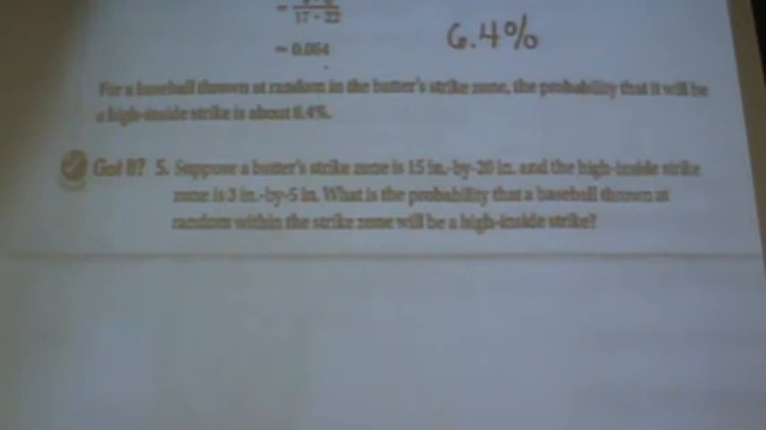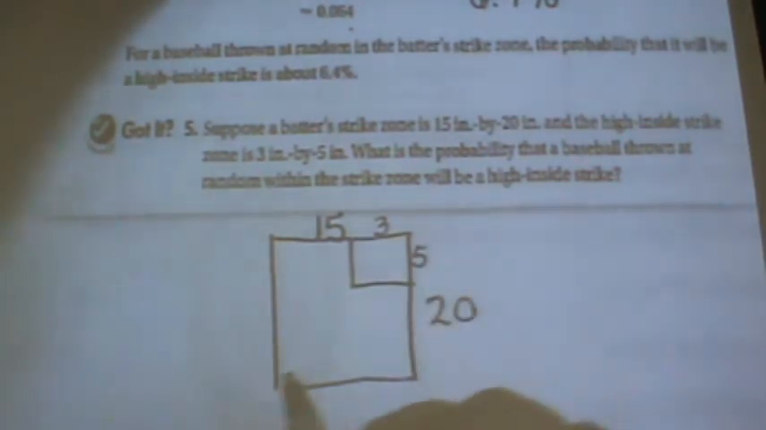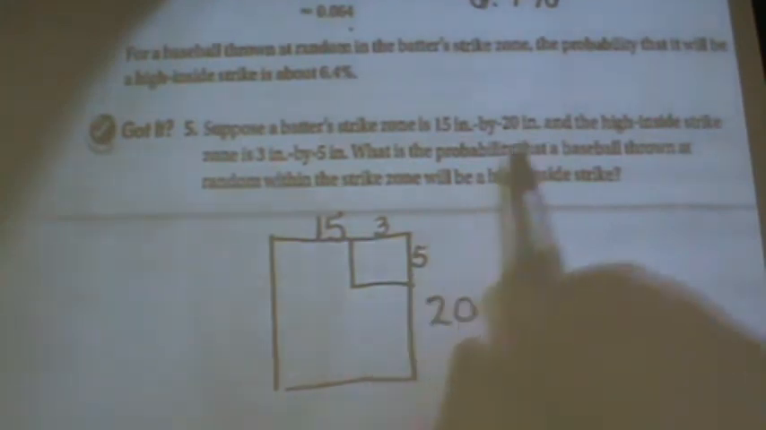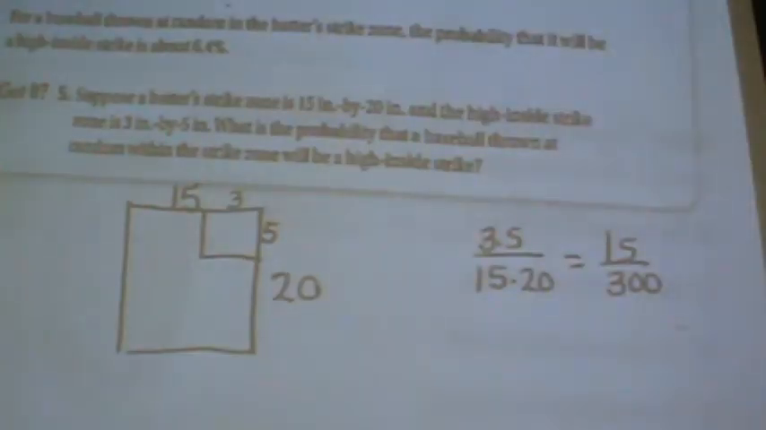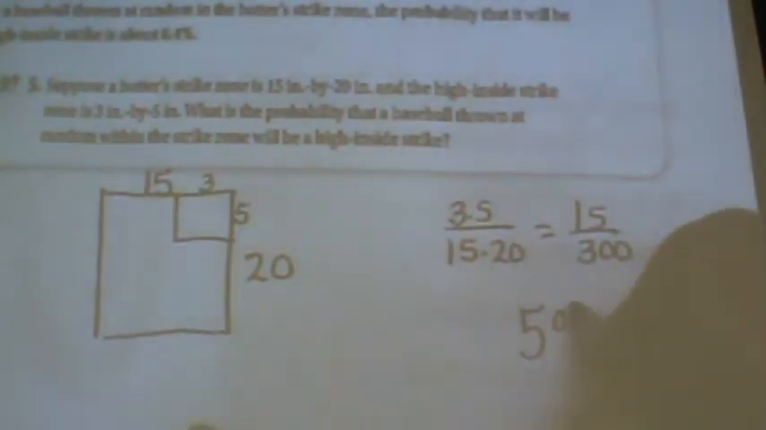So now, number 5. Suppose that a batter's strike zone area measures 15 by 20. That's his strike zone. And then the high inside is 3 by 5. Can you tell me the probability that the baseball thrown will be in this high inside strike zone area? 15 over 300. Can you convert it to a percent? 5%. 5% is correct. Good job. So there's a 5% chance that the pitcher will hit within this high zone area.